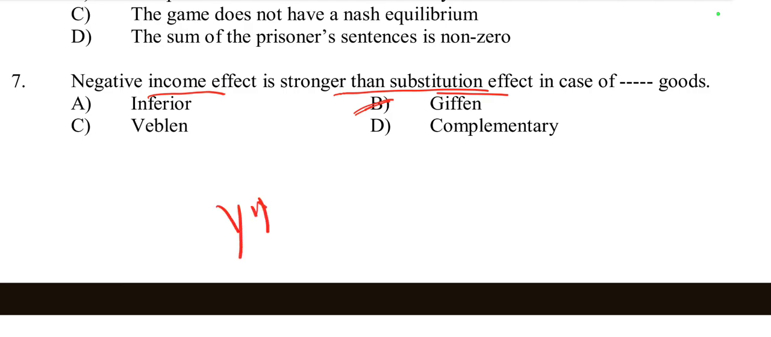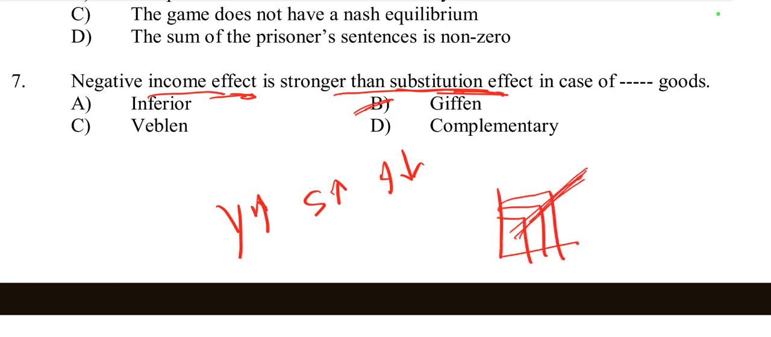Here, when income rises, demand for superior goods rises and demand for inferior goods falls. So here, the negative effect is stronger than the substitution effect, because when income rises, people demand less inferior goods in comparison to superior goods. In Giffen goods, we saw there is an inverse relation between income and demand: when income increases, demand for superior goods increases and demand for inferior goods decreases. So here in Giffen goods, the negative effect is stronger than the substitution effect.